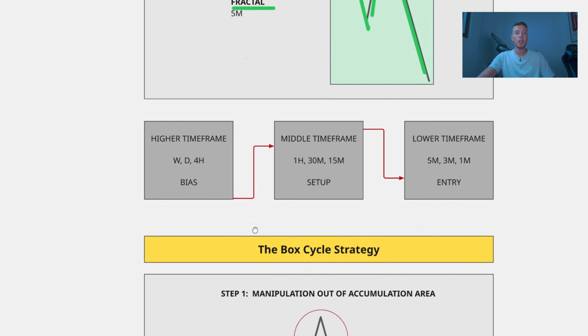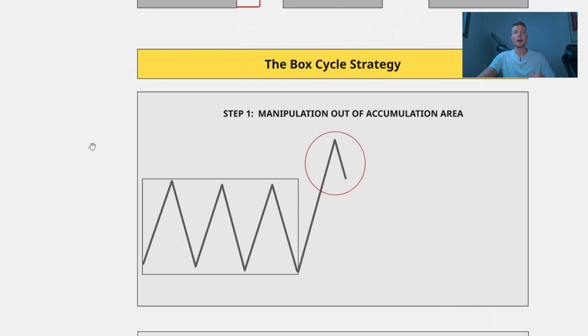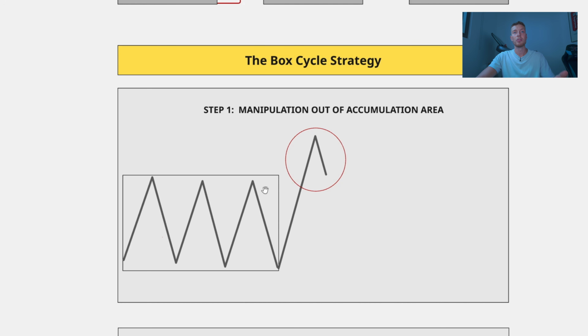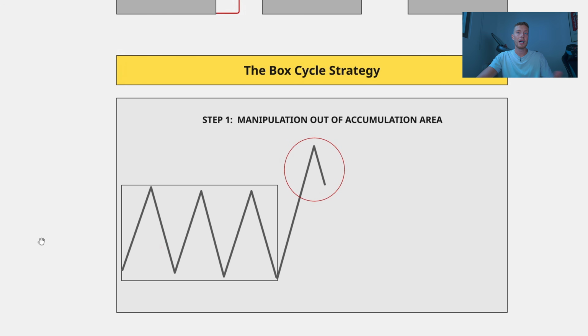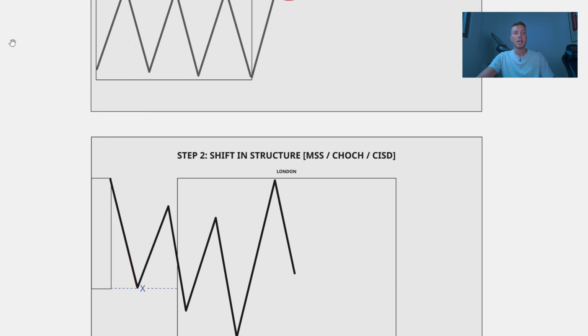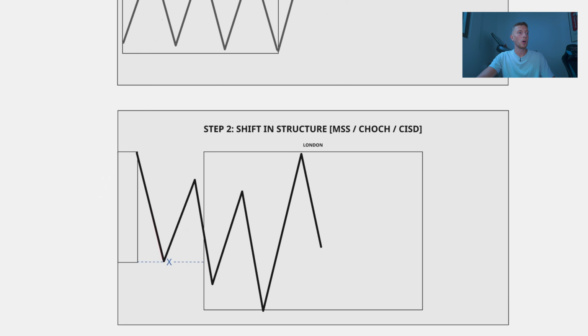So the box cycle strategy, step one: wait for a manipulation out of the accumulation area. Like we said, if this is the Asian range, we want to wait for a sweep above or below this area. If that happens, you've completed step one. Step two, we're going to wait for a shift in market structure.